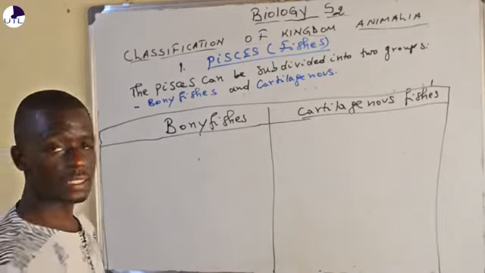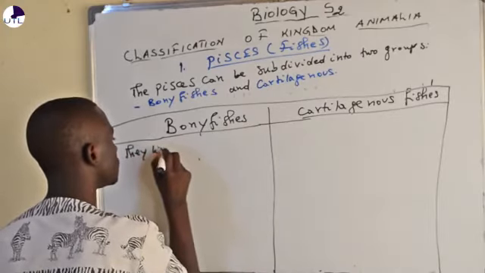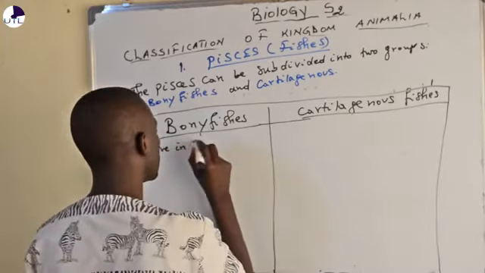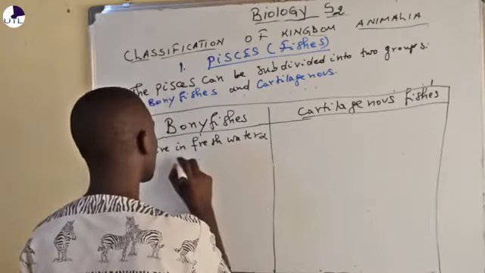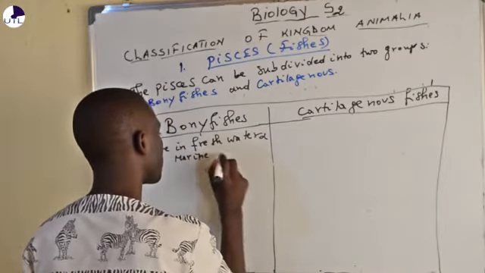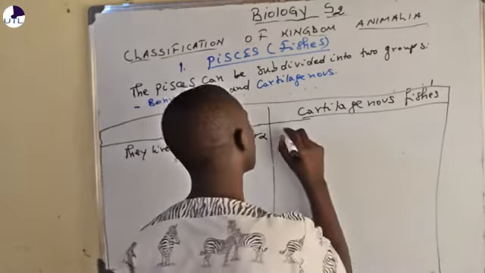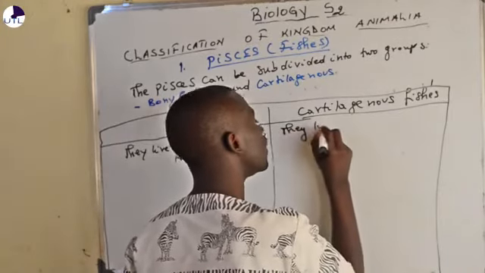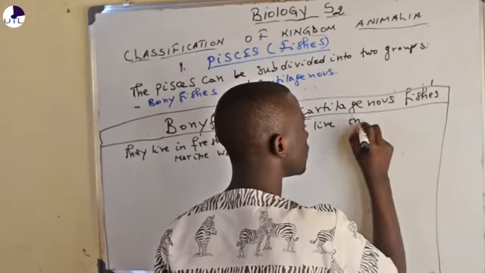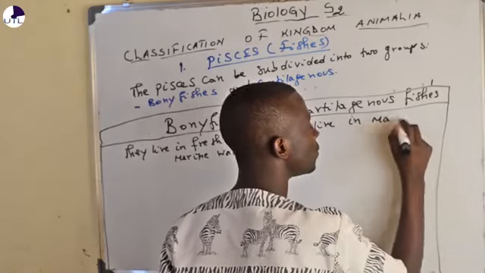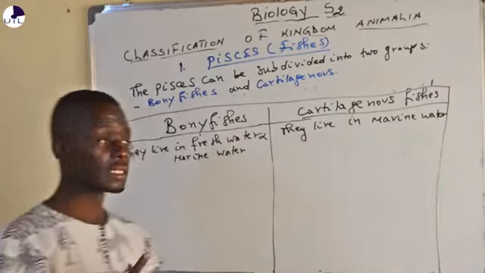The bone fishes usually live in fresh water and sometimes in marine water, while the cartilaginous fishes always live in salty marine water, like in oceans and seas.